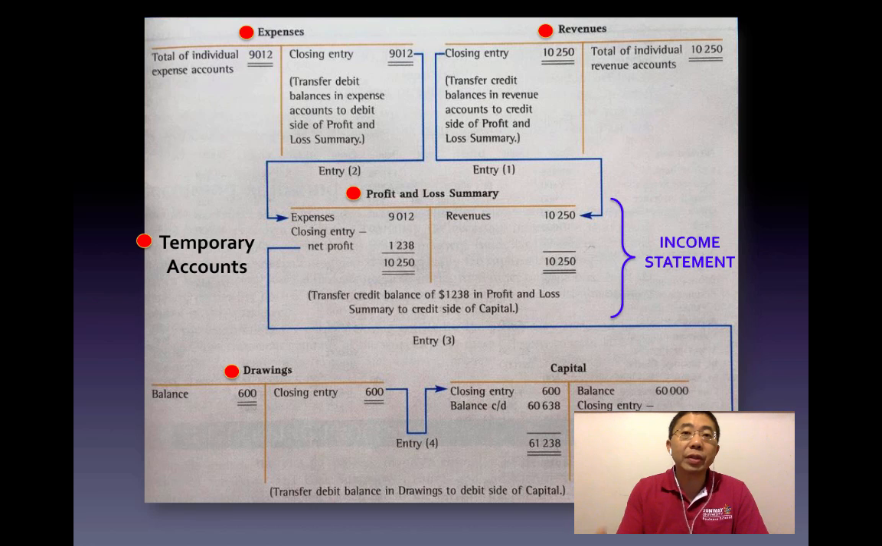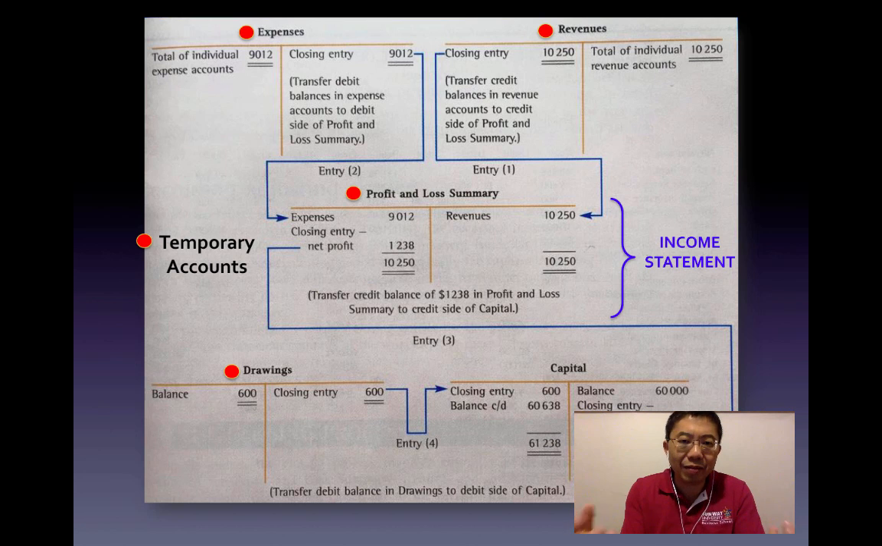And for revenues, the same thing. They open the revenue account for that year, and they accumulate all the individual transactions during that year, and they arrive at a total cumulative amount of $10,250. So these balances are for that particular year.